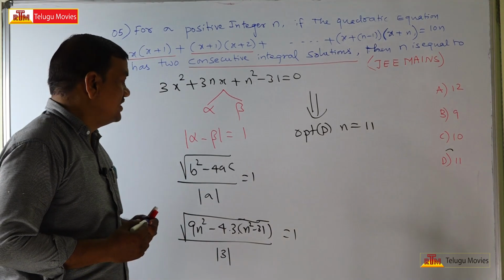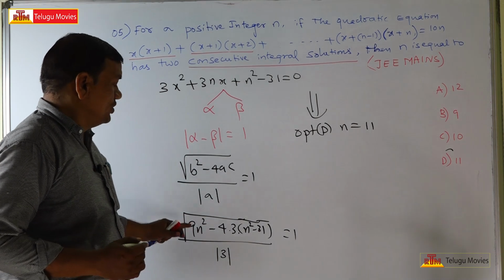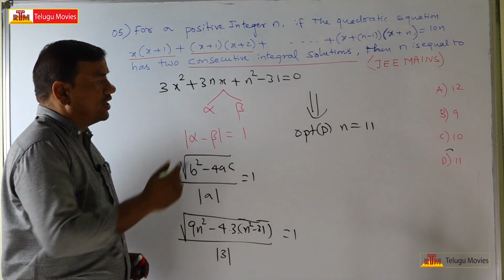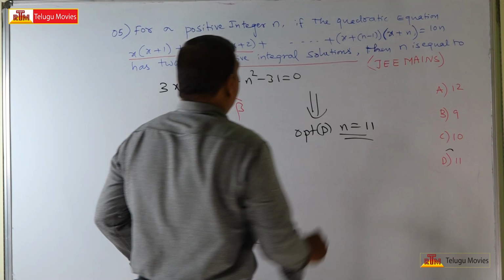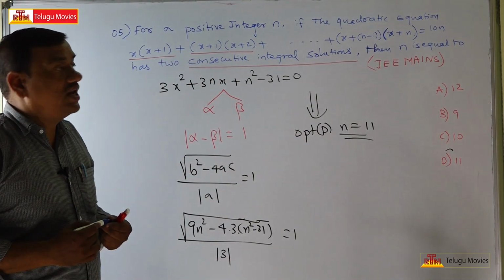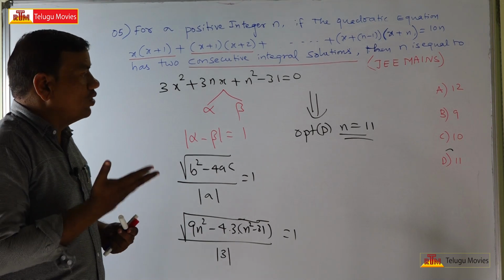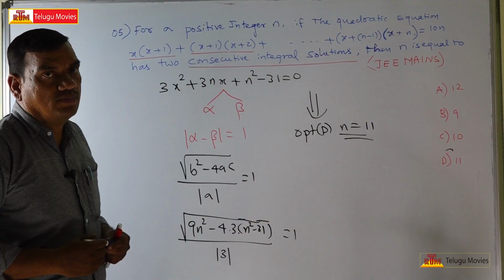So it is such an easy problem. Don't try to solve this complete problem, you can do the option verification. Therefore, for n is equal to 11, this quadratic equation will have consecutive integral solutions. I hope you understand this solution. So let us go for the sixth problem.